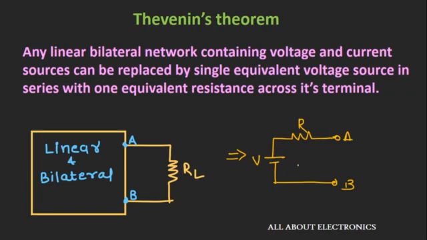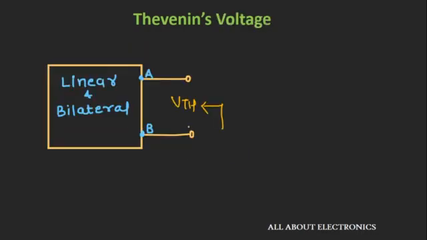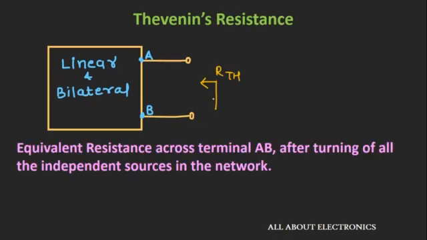Now in the equivalent circuit, this voltage is known as Thevenin's voltage and the equivalent resistance is known as Thevenin's resistance. Thevenin's voltage is the voltage that you find across the network after removing the load. Similarly, Thevenin's equivalent resistance is the resistance that you find across the two terminals after removing all the independent sources and replacing them by their equivalent resistance.